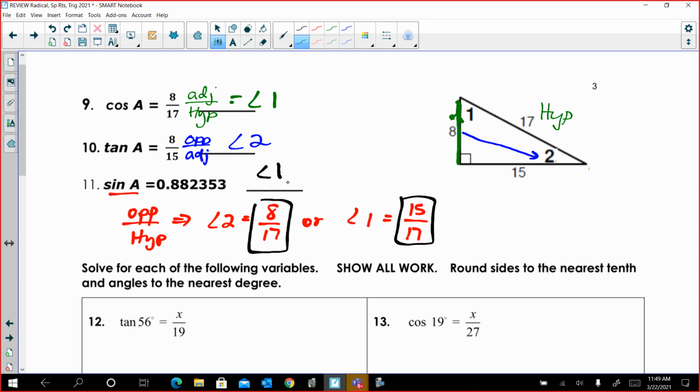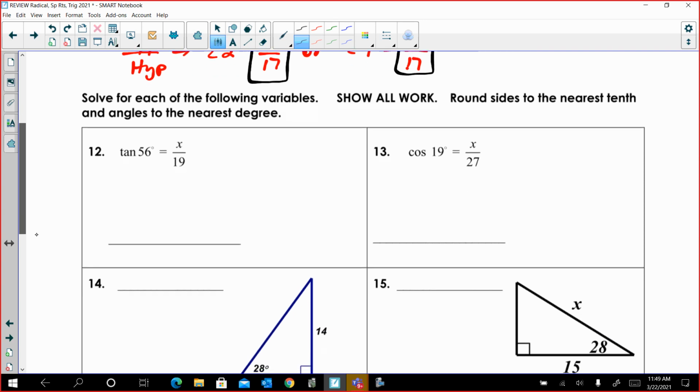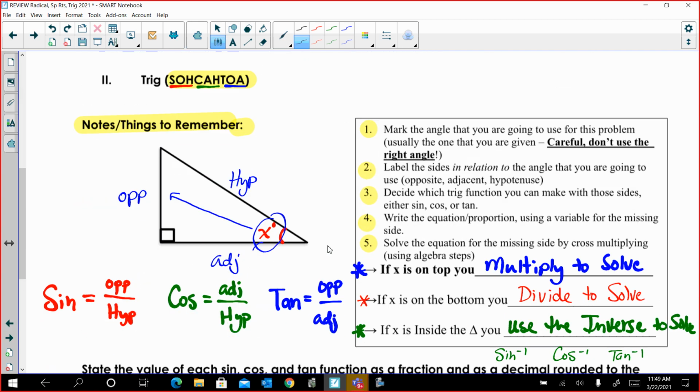Okay? All right, so you're going to have some basic, just give me the ratio off the diagram, okay? Then we're going to go into actual solving. So when we go to this section, and I'm probably going to focus on the evens here, we have to refer back to these steps. Mark the angle, label the sides, decide what trig function, write the equation, solve. And so you have to recognize if it's on top, on bottom, or inside, okay?